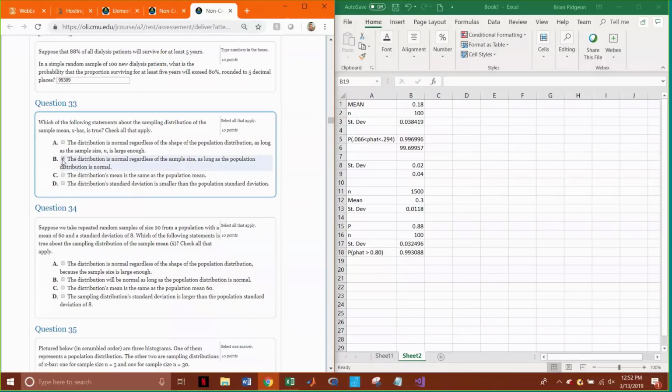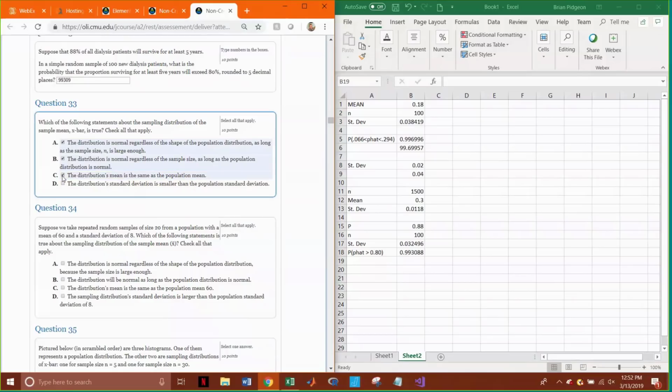And also, if the population is not normal, then what we need is that the sample size is large enough. So if the population is not normal, as long as the sample size is at least 30, the sampling distribution will be approximately normal. That's called the central limit theorem. So that is what A says. The distribution is normal regardless of the shape of the population as long as the sample size is large enough. Well, what is considered large enough? At least 30.